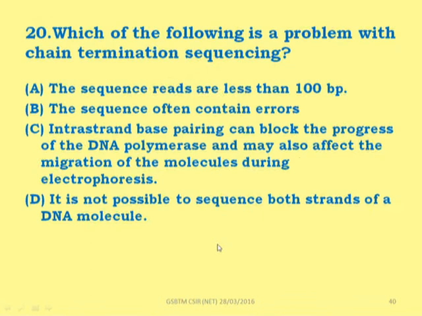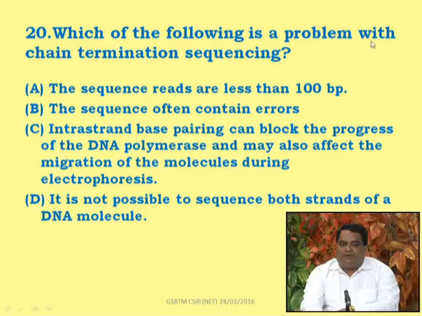Next one. Okay, this is one of the important questions so far. As far as genome sequencing or DNA sequencing is concerned, which of the following is a problem with chain termination sequencing? That means Sanger and Maxam-Gilbert DNA sequencing. The sequence reads are less than 100 base pairs. Not right, 200 base pairs can be read. So A is wrong. The sequence often contains errors. No, there is no possibility of error in the dideoxynucleotide or chain termination reaction.